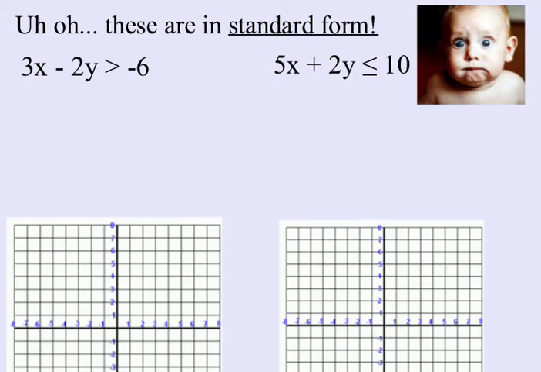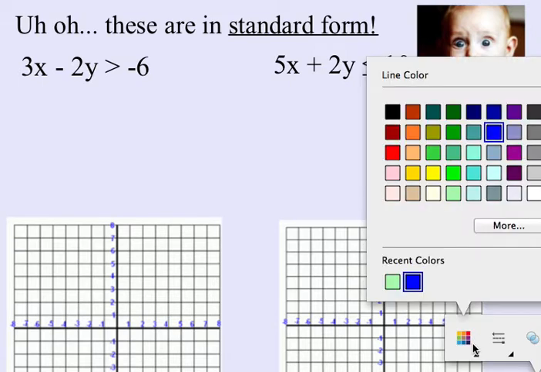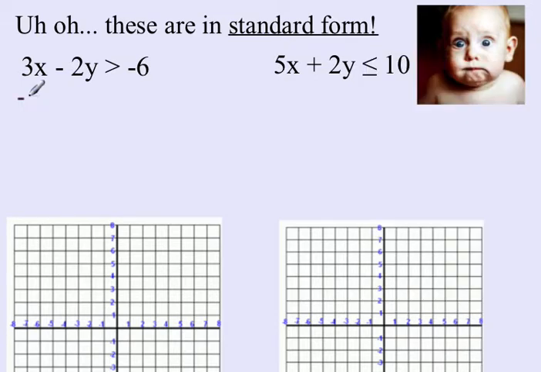Now let's take a look at numbers 8 and 9. In order to graph these, we need to put them into slope-intercept form. So the first thing I'm going to do is subtract that 3x so it's on the other side. And then I get -2y is greater than -3x minus 6.